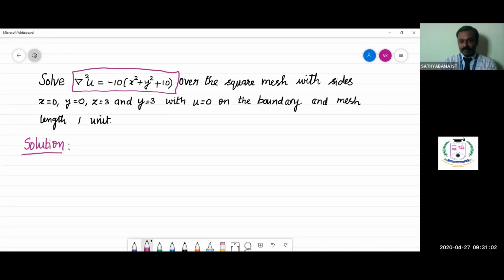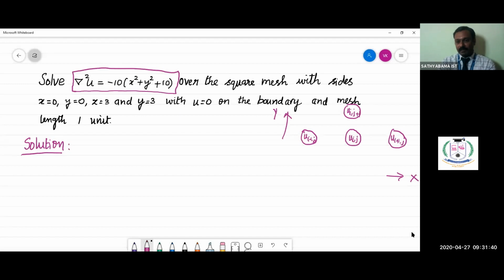That is the scheme. If you want the value at this mesh point, u i comma j, then it depends on the neighboring mesh points u i minus 1 comma j, u i plus 1 comma j, u i comma j plus 1, because this is the direction of increase for the y-axis and this is the direction of increase for the x-axis. So this is on the same line perpendicular to the x-axis, so the i coordinate is the same, but j has an increment, so it is j plus 1. So below this point will be u i comma j minus 1.